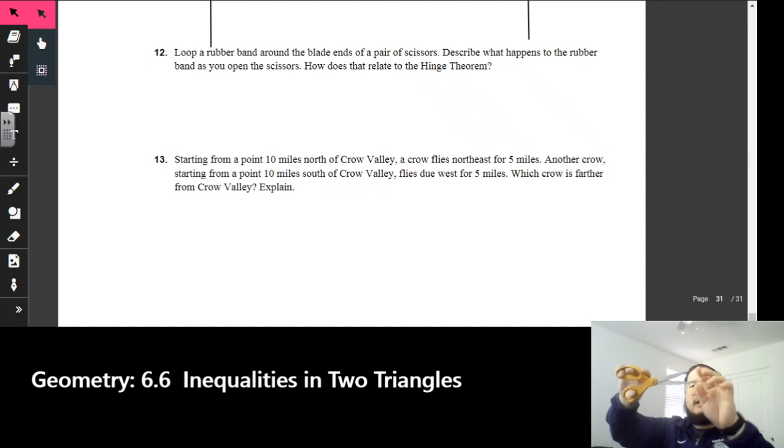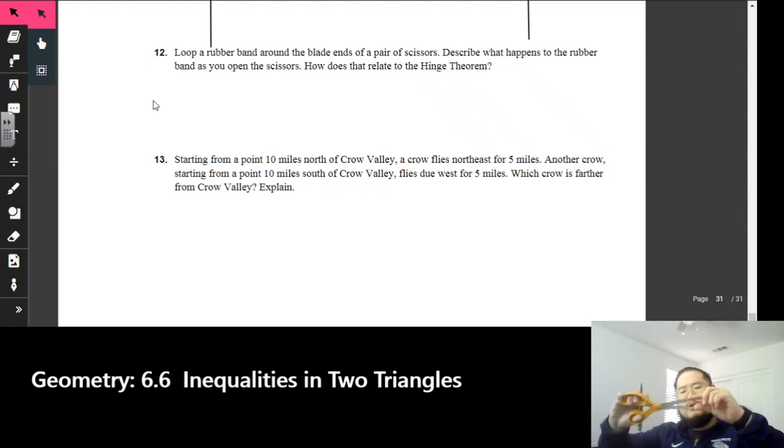Okay, that's essentially what they're saying. What's supposed to happen to the rubber band, or that third side right here, as I open the blade and close the blade? And if you put it all together, if I open the scissors, then what happens to that third side? So right here, if I open it up, what happens to the length of the third side as I open it up?